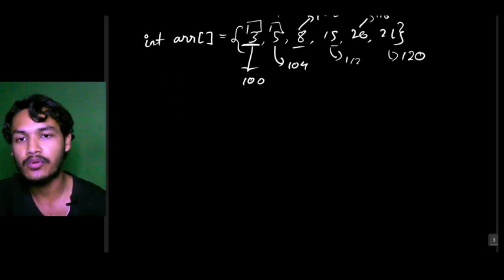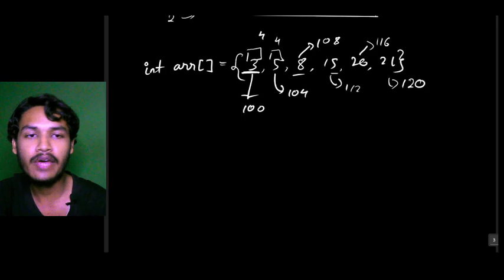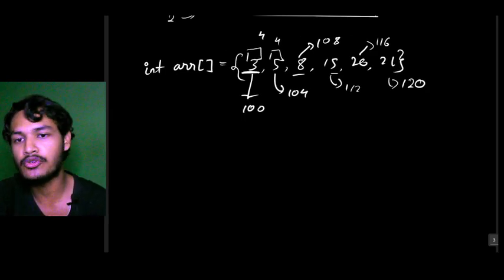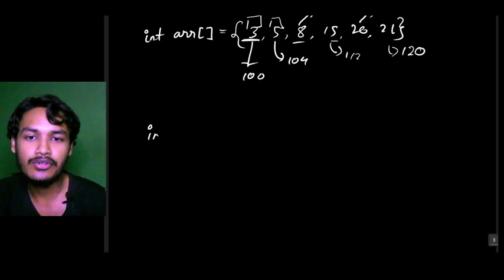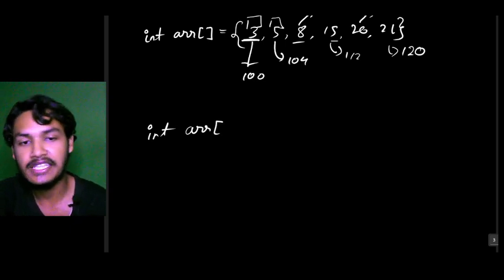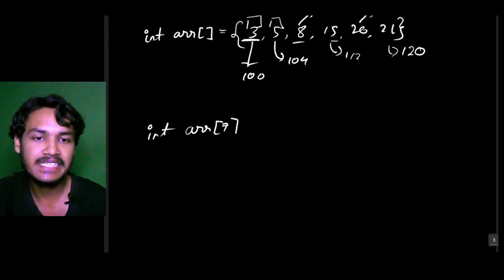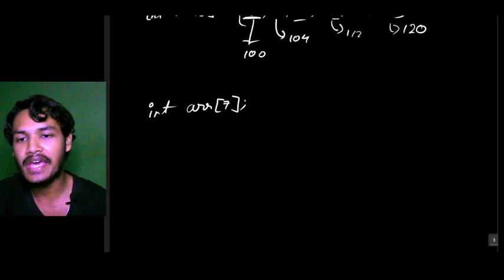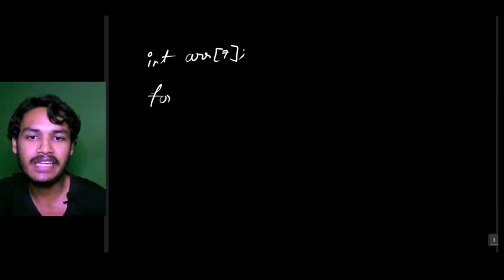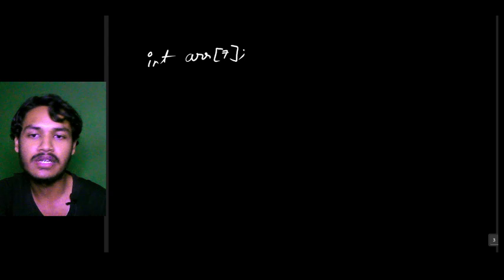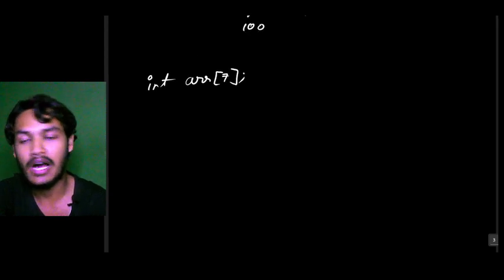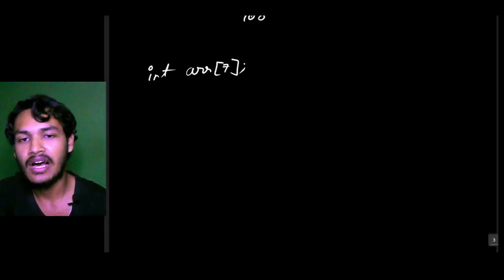All right, so if you have the data, you can initialize it like this. But if you don't have data, then what you can do is just specify the data type, then give the name, and then specify the size of the array, let's say size of 7, and then you can run a for loop or anything else to insert the data. How can you insert? I will show you.